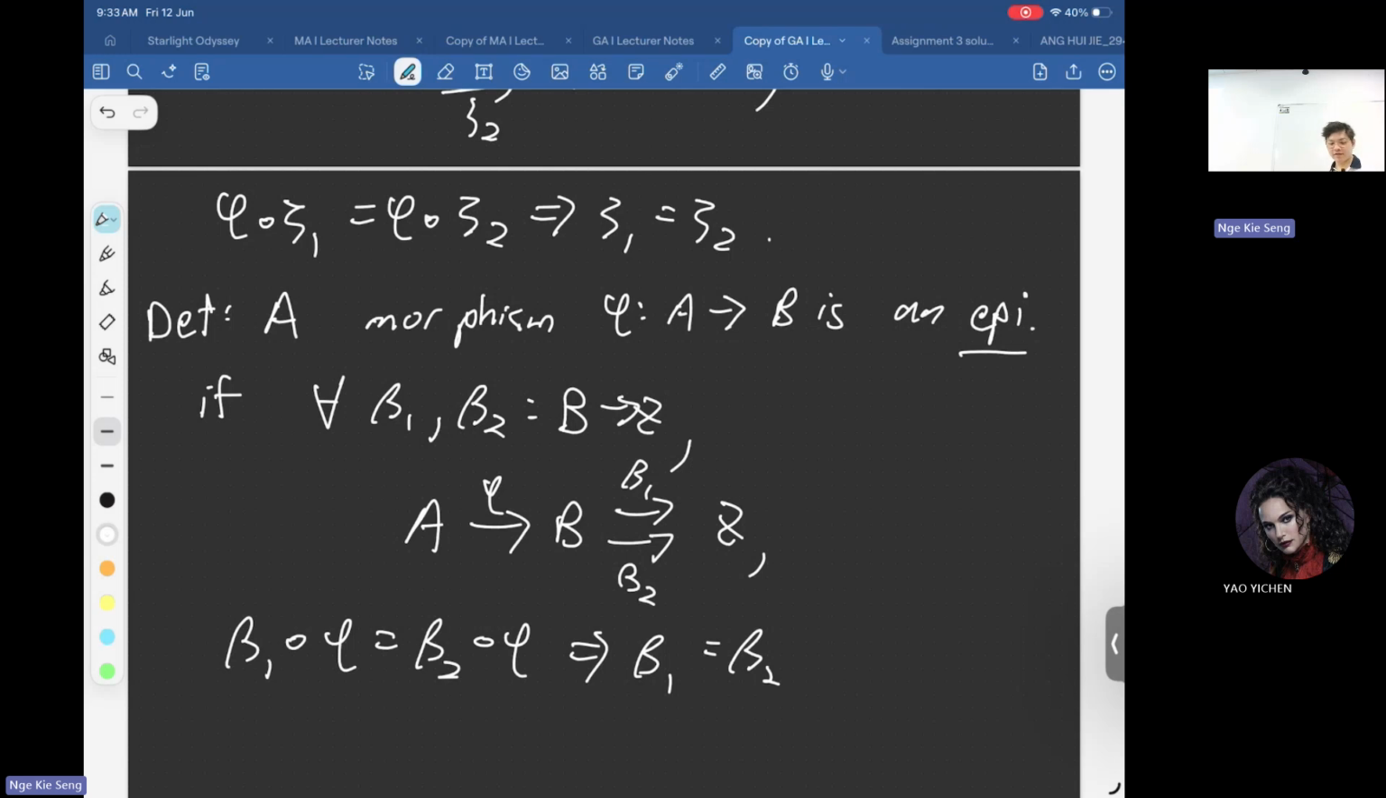But this is kind of a middle ground between the element-wise definition and the function definition. I didn't tell you how to get rid of phi, but if you have this property, it's an epimorphism. And if the morphism on the right is equal, then it is a monomorphism. If it is on the left that it is equal, it's an epimorphism.